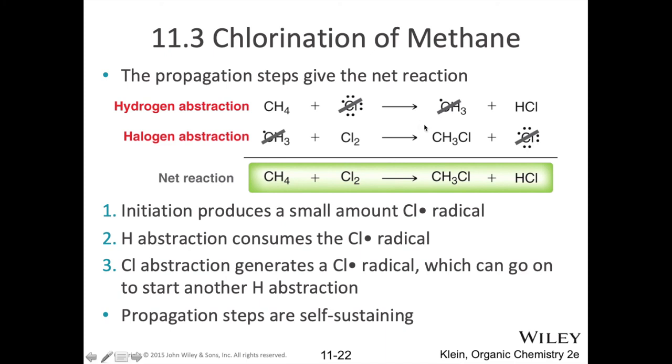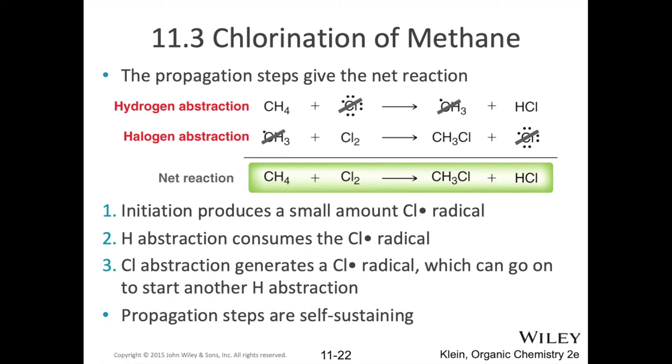Over here our methyl radical is an intermediate. It's produced in one step, but it's used up in the subsequent step, so you don't see it in the final product. All right. So the bottom line here is they cancel out, and if we add up the two propagation steps, notice that we get the net reaction, where methane reacts with chlorine to produce methyl chloride and hydrogen chloride. So that's basically how this reaction works.